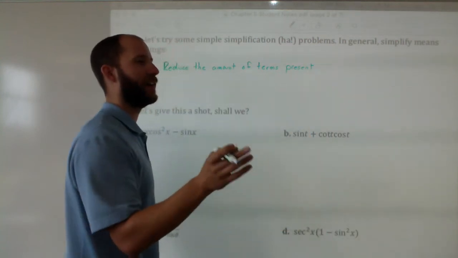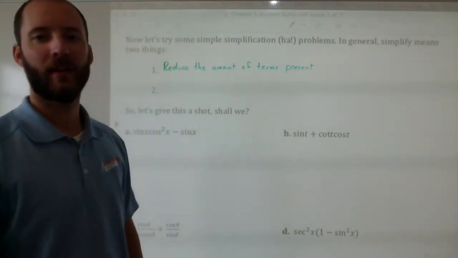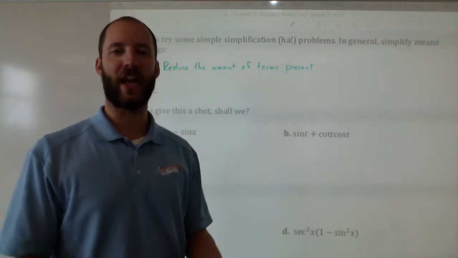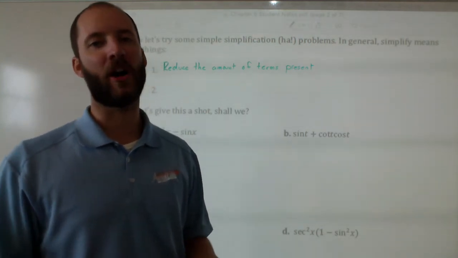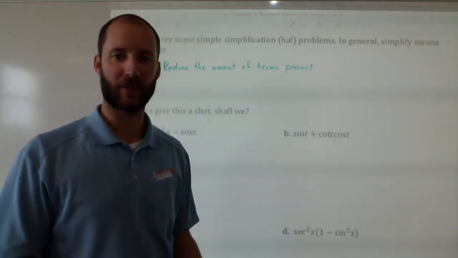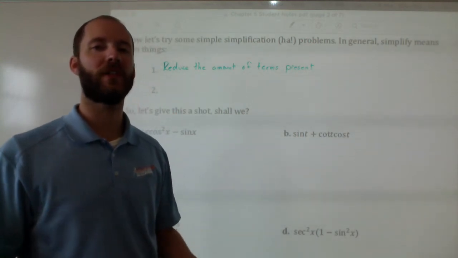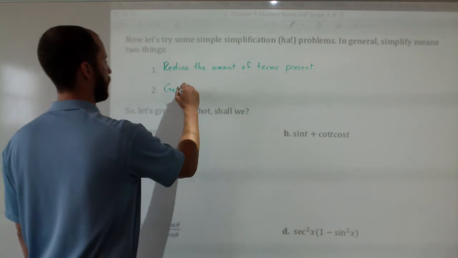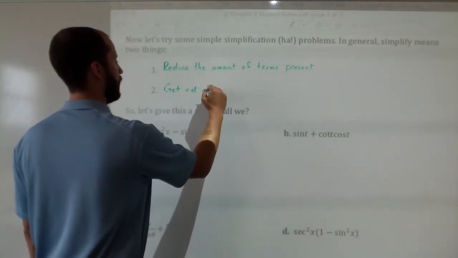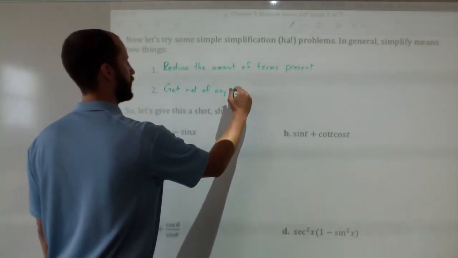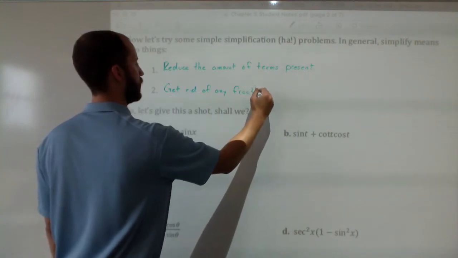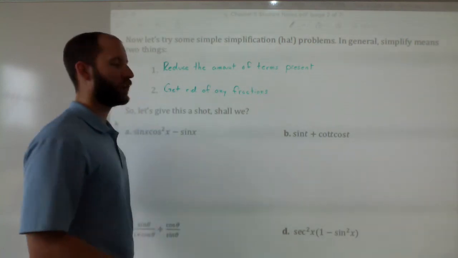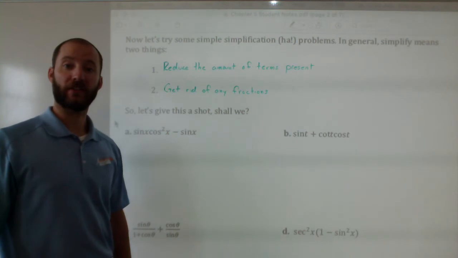So if there's sine, cosine, and tangent, could you get it all just in terms of sine and cosine? Or maybe all in terms of tangent or all in terms of sine? Reduce the amount of different terms. And then in general, fractions usually aren't very simple, so you want to try and get rid of any fractions that may be present.